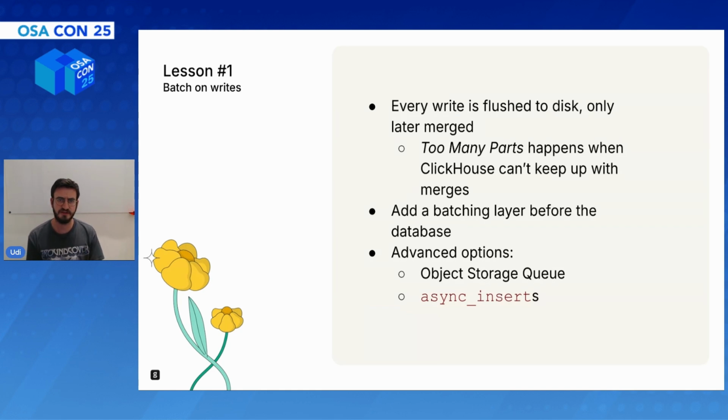You can achieve this either by adapting the components you use to write to ClickHouse, or by adding a new layer, a service that will take care of the writes to ClickHouse and handle the batching. Also, you can check out some more advanced options like the object storage queue, which is kind of a simple Kafka alternative based on S3 or other object storage solutions. And also the settings that allow asynchronous inserts, which basically move the responsibility of batching to ClickHouse itself.